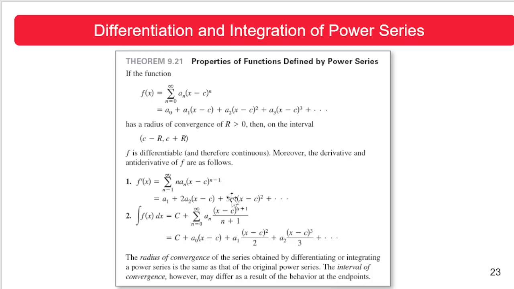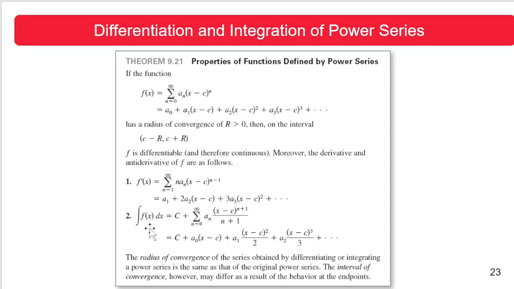Moreover, the derivative and antiderivative of the function f are as follows. Number one, the first derivative of f of x, denoted by f prime of x, is equal to the summation of n times a sub n times (x minus c) raised to n minus 1, where n is from 1 to infinity. This is also the same thing as a sub 1 plus 2 times a sub 2 times (x minus c) plus 3 times a sub 3 times (x minus c) squared, and so on and so forth. As you can see, when differentiating this function, we apply the power formula: bring down the exponent, times a sub n times (x minus c), and then reduce the exponent by 1, so you have raised to n minus 1.